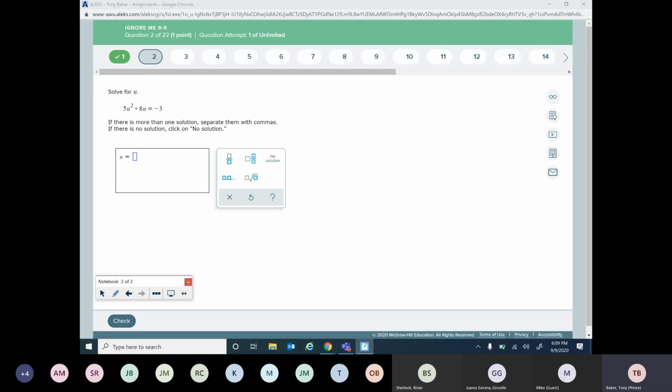When you have a number in front, sometimes we can factor, sometimes we can't. We have 5u squared plus 8u, and we have to have it equal 0. So you want to bring the 3 over. So we got plus 3 equals 0. Whatever's on the other side, we want to bring it over to make sure it equals 0 so we can do it as a quadratic.